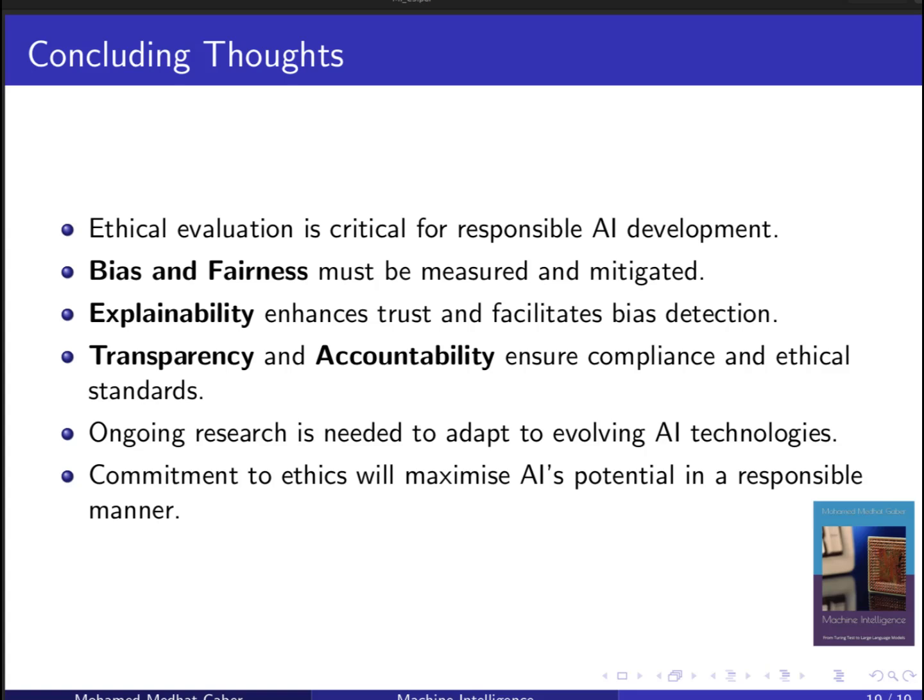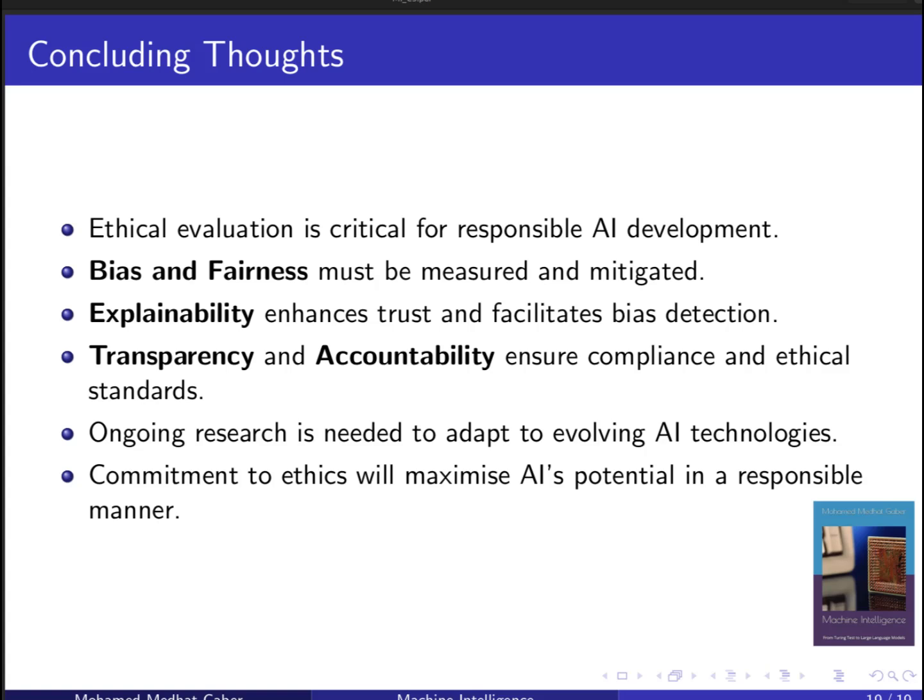By diligently measuring and mitigating biases, we can prevent the perpetuation of social inequalities and foster systems that treat all individuals with fairness. This requires ongoing vigilance, as biases can emerge from data, algorithms, and human influences. The importance of explainability and transparency cannot be overstated. These elements are foundational for building trust between AI systems and their users. By making AI decisions understandable and processes transparent, we empower individuals to engage with technology confidently and responsibly. Transparency also facilitates oversight and accountability, essential components in maintaining ethical standards.